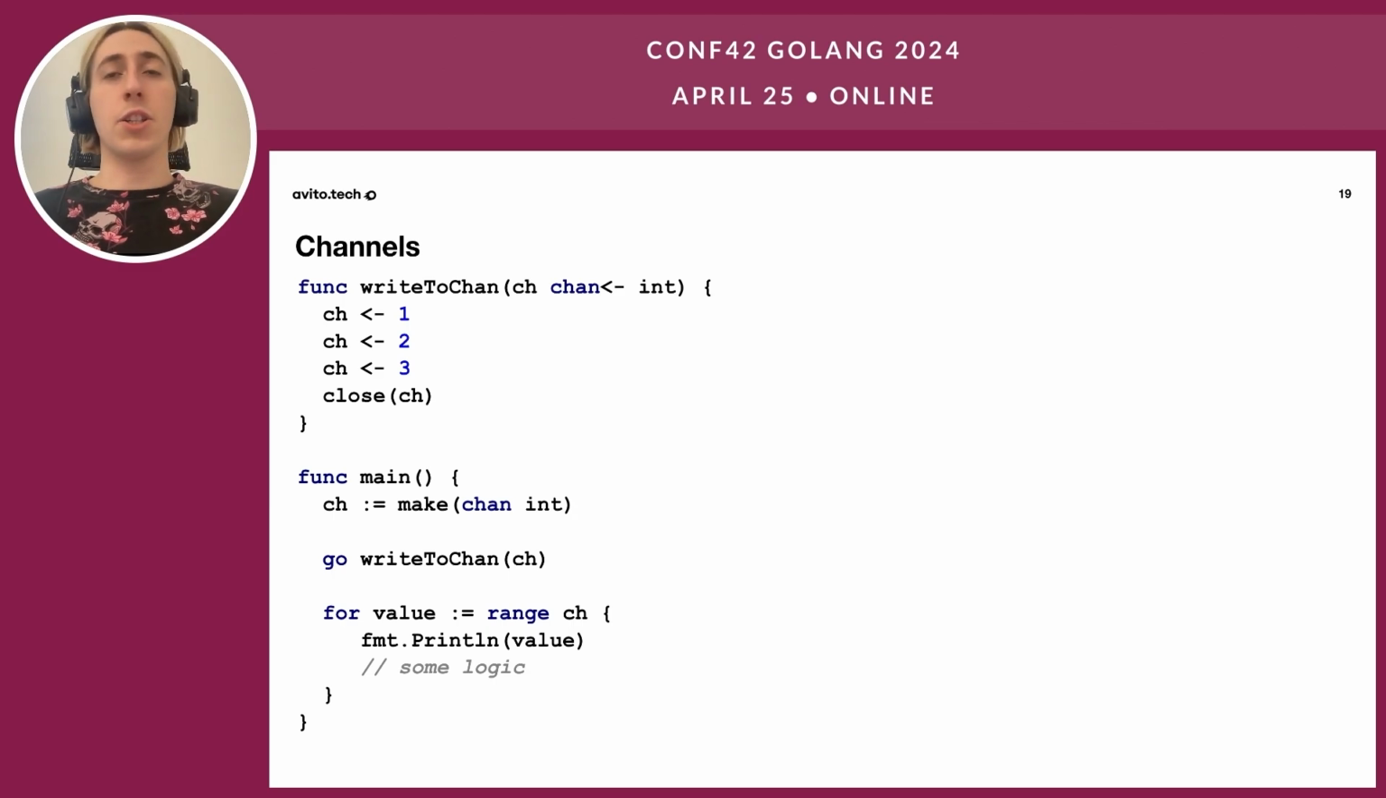Here we can see the function write2chan, in which writing is done to a channel. Then in the main part of the code there is a loop that reads values from this channel. If you forget to close the channel, the loop will keep running forever, causing a deadlock.